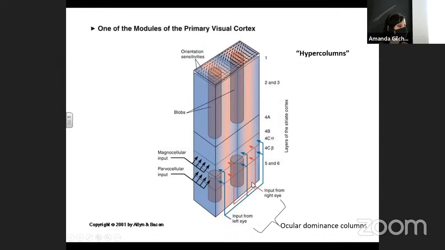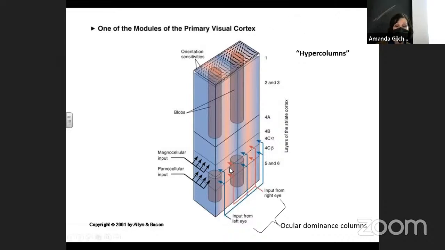Cells there respond best to one eye or the other. Now, even though the cells in the striate cortex are binocular, as I mentioned, they still prefer one over the other. We don't exactly know why that is.